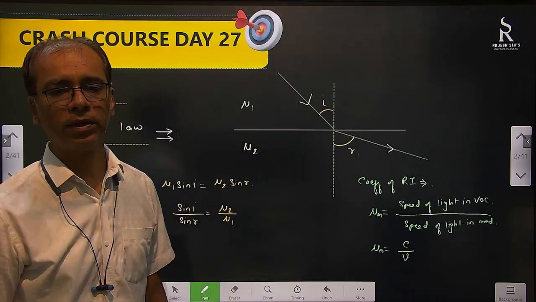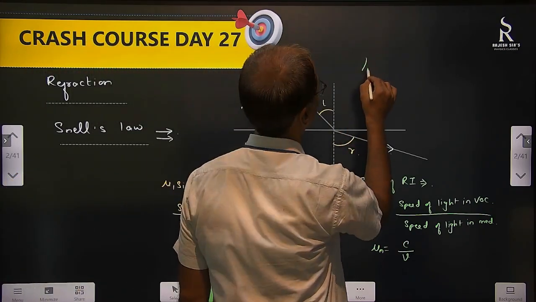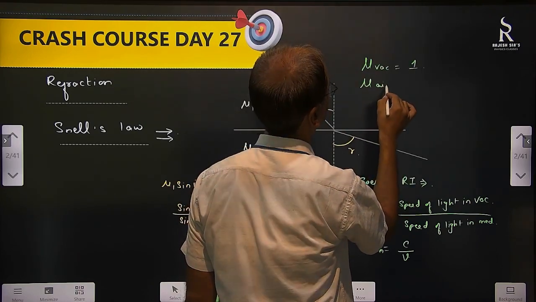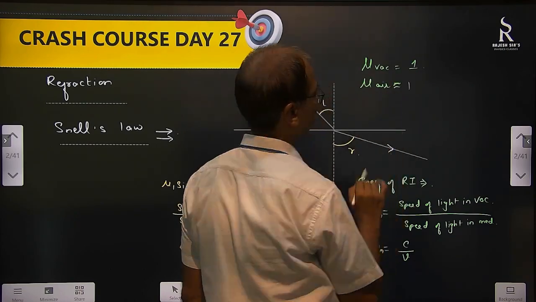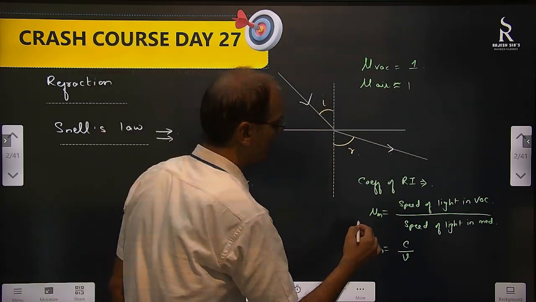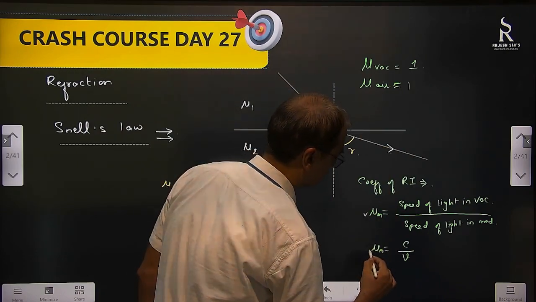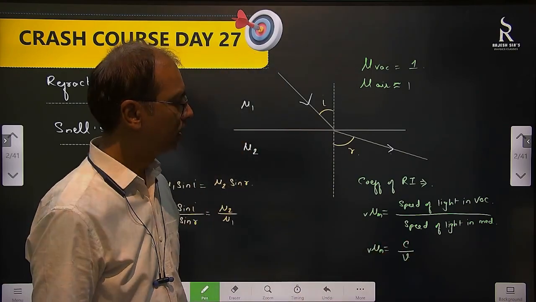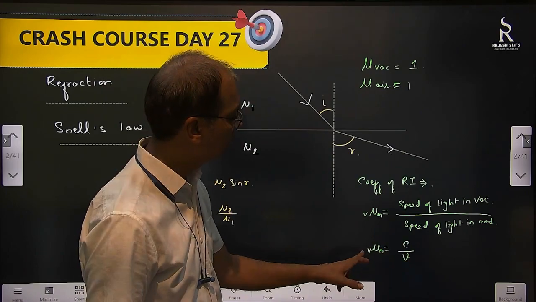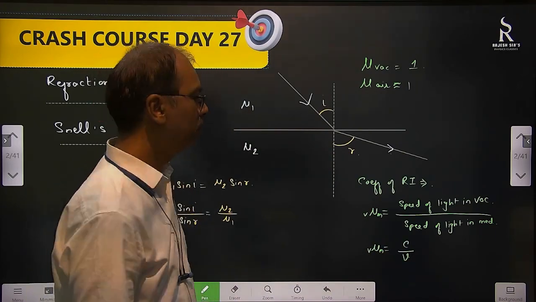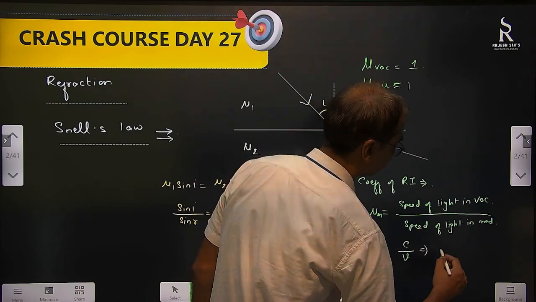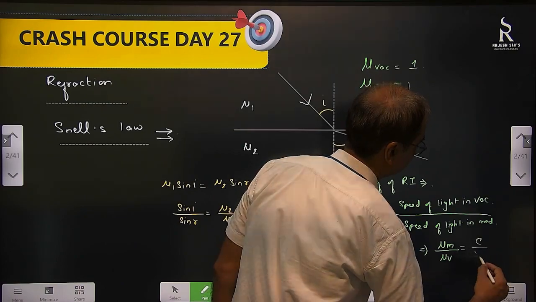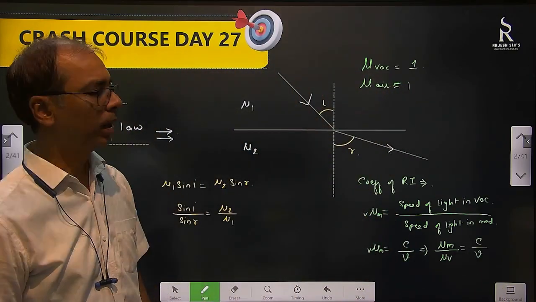What is the coefficient of refractive index of vacuum? 1. Air also is approximately 1. So can we write over here, this is with respect to vacuum? Yes, because here we are writing speed in vacuum and here speed in medium. What is the meaning of this? mu m by mu v equal to c by v.